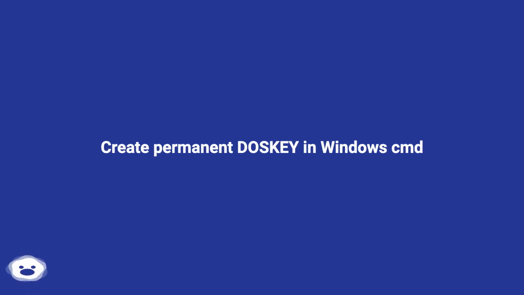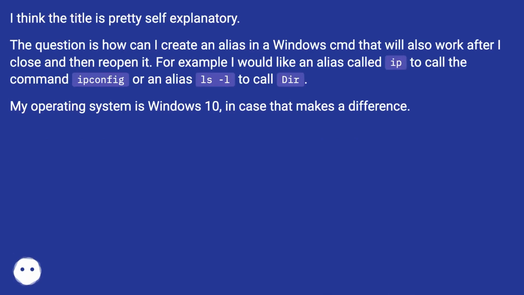Create permanent Doskey in Windows CMD. I think the title is pretty self-explanatory. The question is, how can I create an alias in a Windows CMD that will also work after I close and then reopen it? For example, I would like an alias called IP to call the command ipconfig, or an alias lsl to call dir. My operating system is Windows 10, in case that makes a difference.